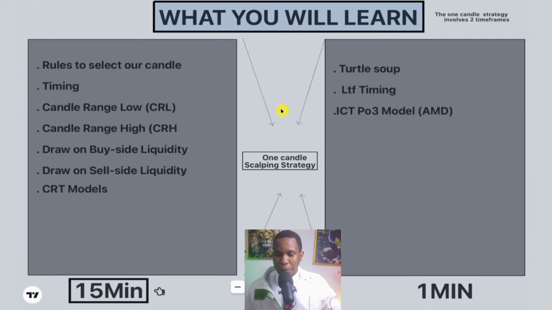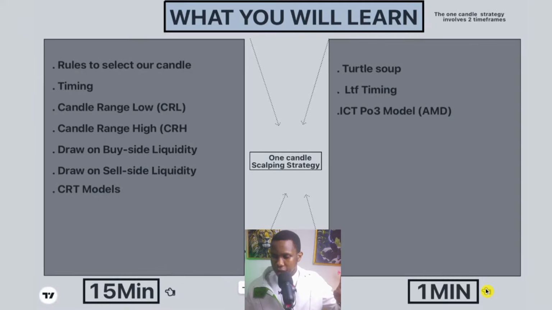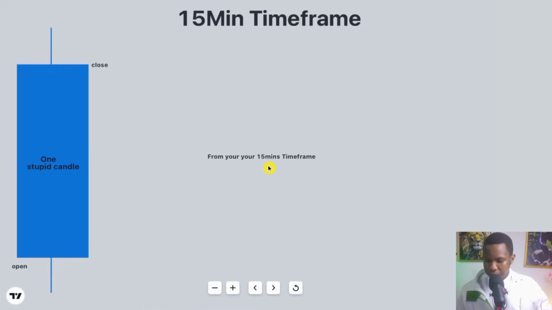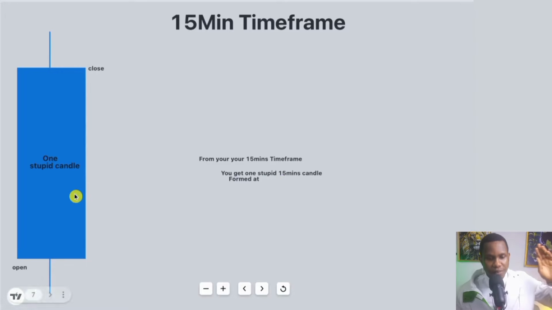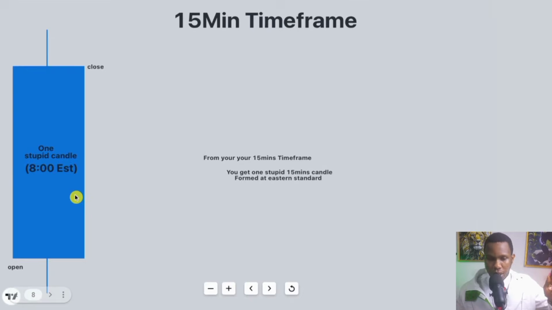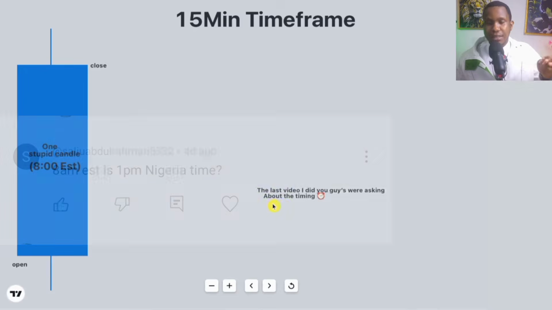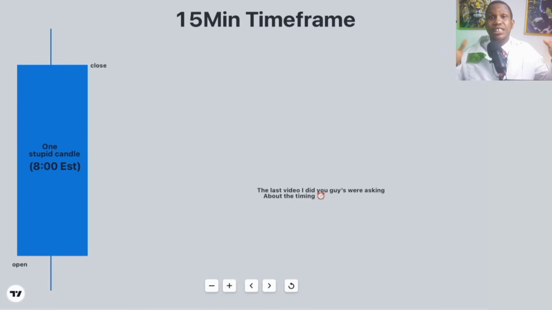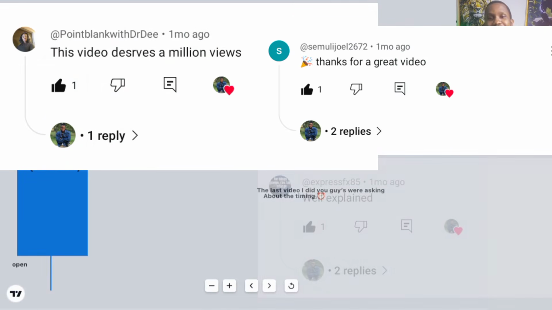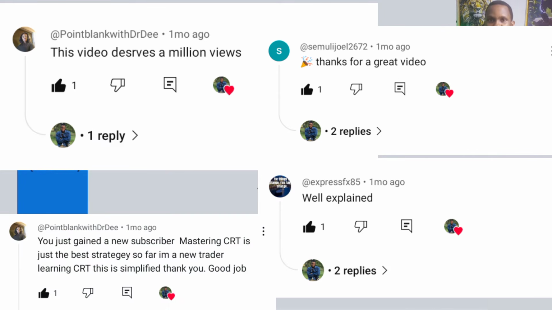This one candle scalping strategy involves only 2 time frames, the 15 minutes time frame and the 1 minute time frame. From your 15 minute time frame, you get one stupid 15 minutes candle formed at 8 o'clock Eastern Standard Time. In the last video I did, you guys were asking about the time. I received so many amazing comments from you guys that the win rate is massive.